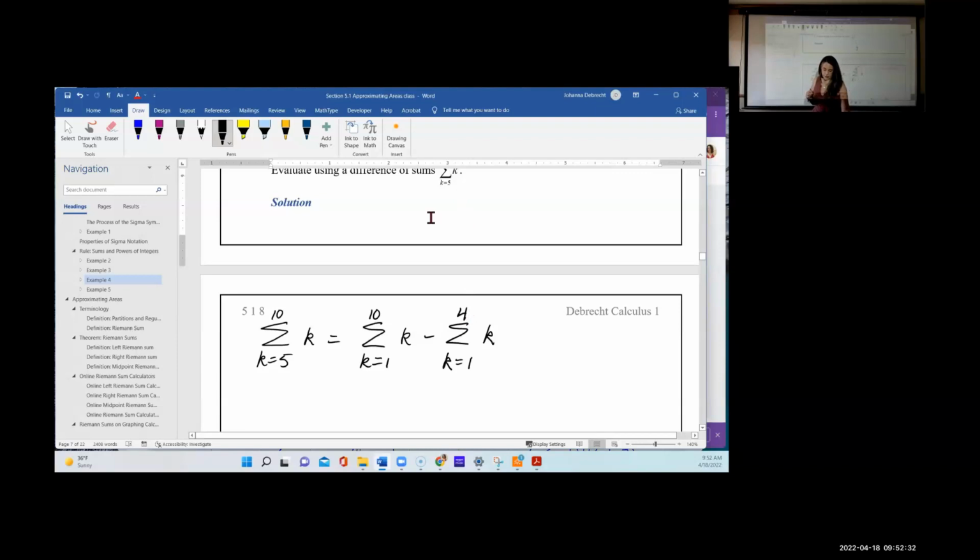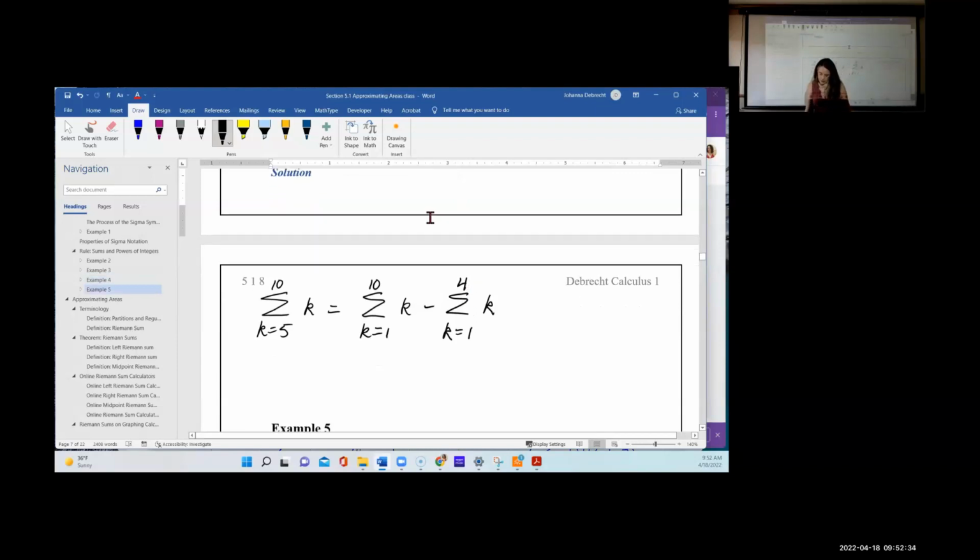So when you get your answer, throw that into the chat window and we can compare. So I've got 10 times 11 divided by 2 minus 4 times 5 divided by 2, which is 55 minus 10. Excellent. 45.